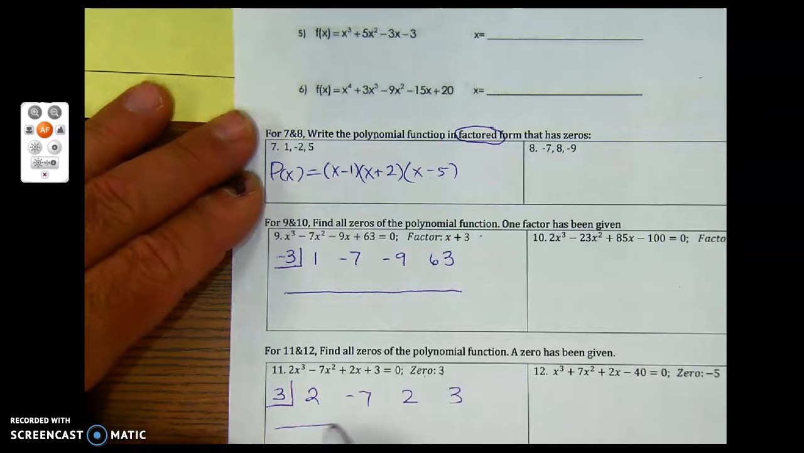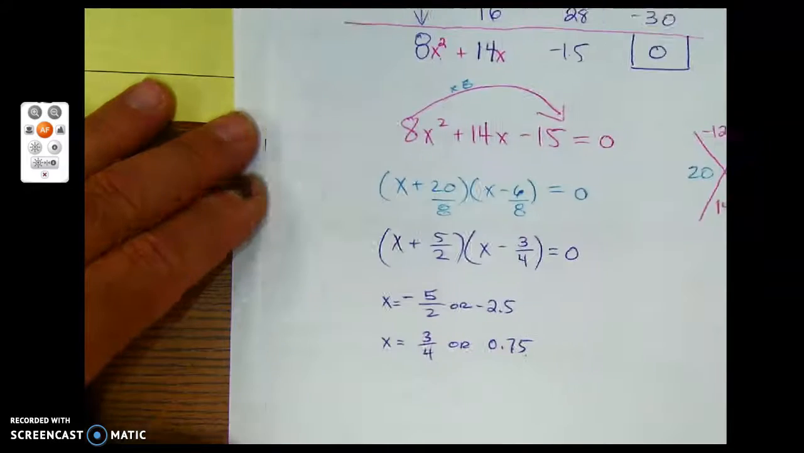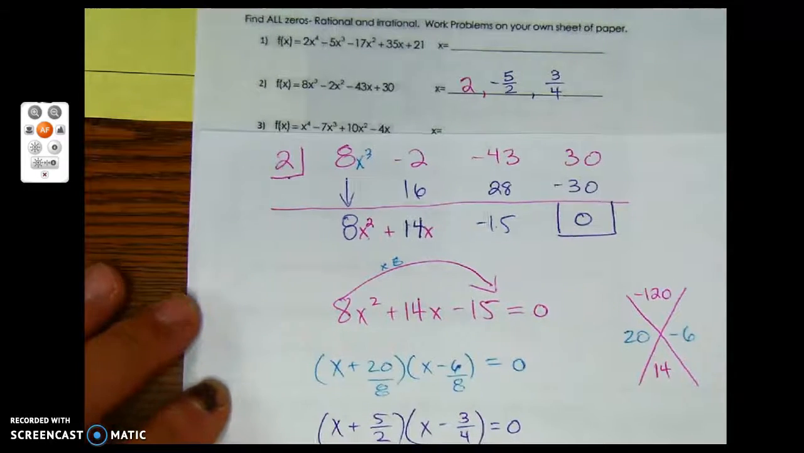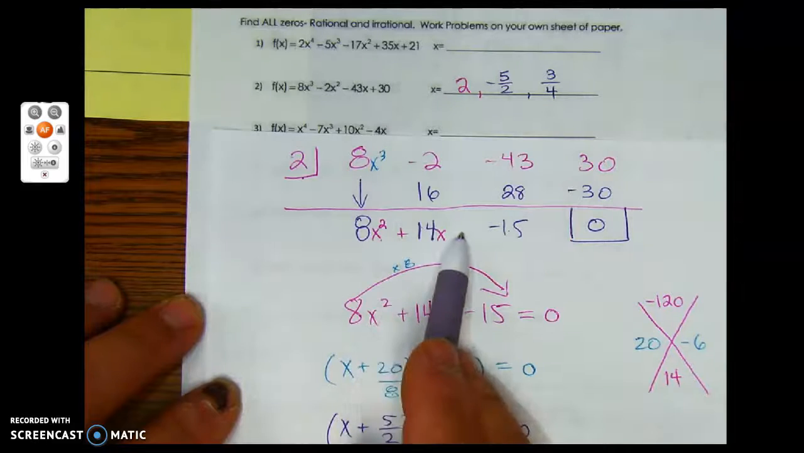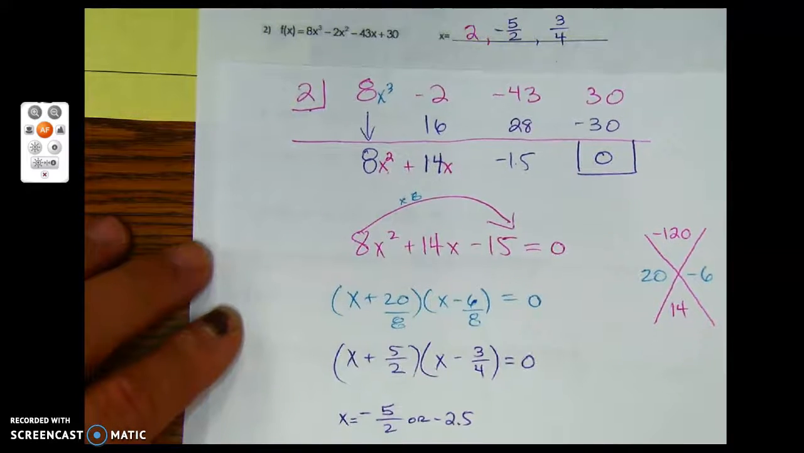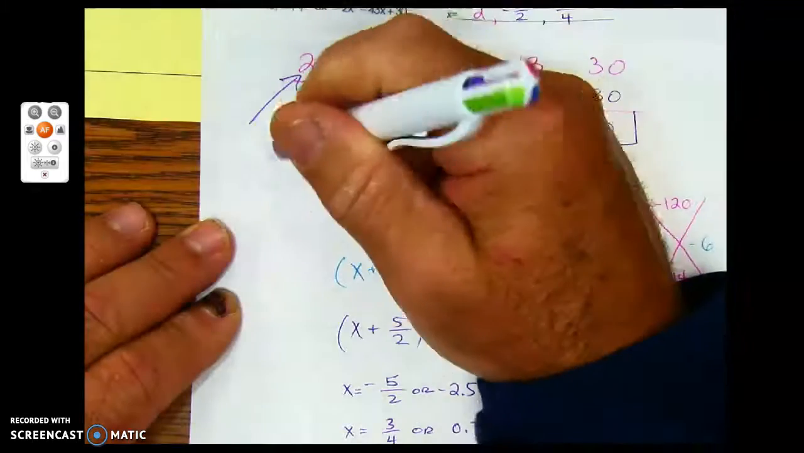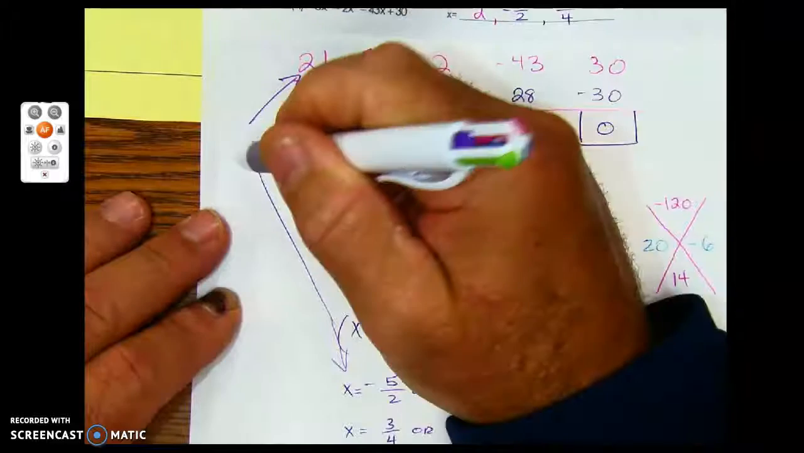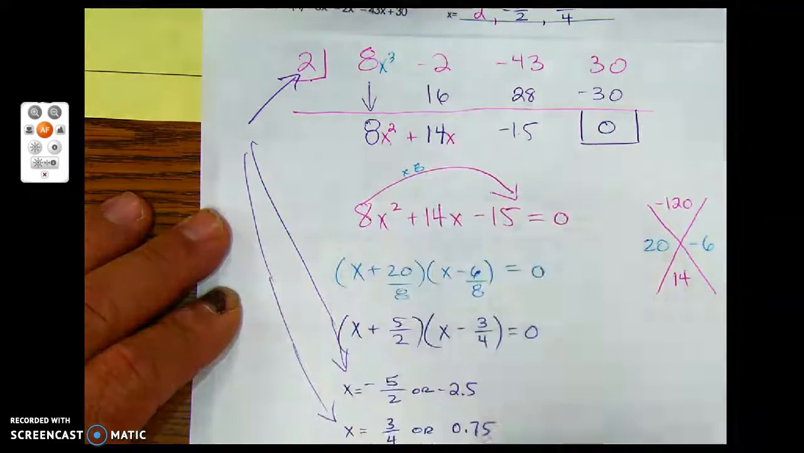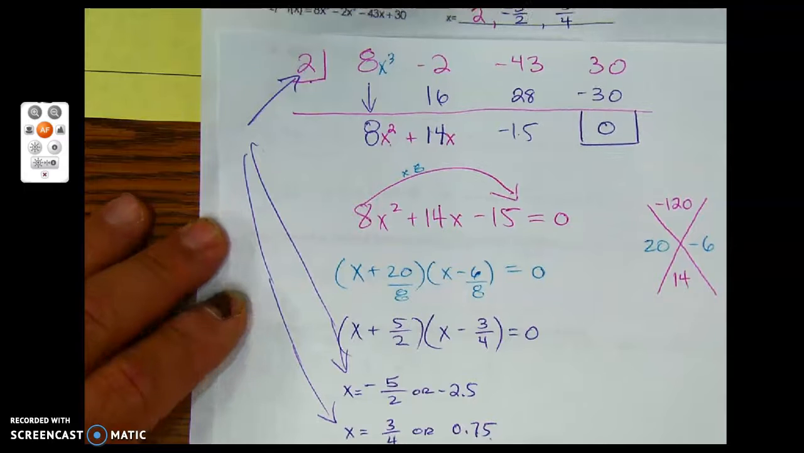Don't need any placeholders. Again, after you do synthetic division, you have to then keep solving by either factoring, quadratic formula, whatnot, just like I did right here in number 2. After I did synthetic division, I came down here and I kept solving until I got the last 2 solutions. So there were 3 solutions to this problem. 2 was one of my solutions. Negative 5 over 2 was one of my solutions. And 3 over 4 was one of my solutions. Okay? All right.